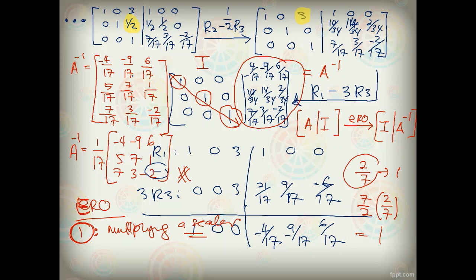Okay, in order to reduce an element of the row to 0, you can apply addition or subtraction with another row. Okay, that's it. Very simple.